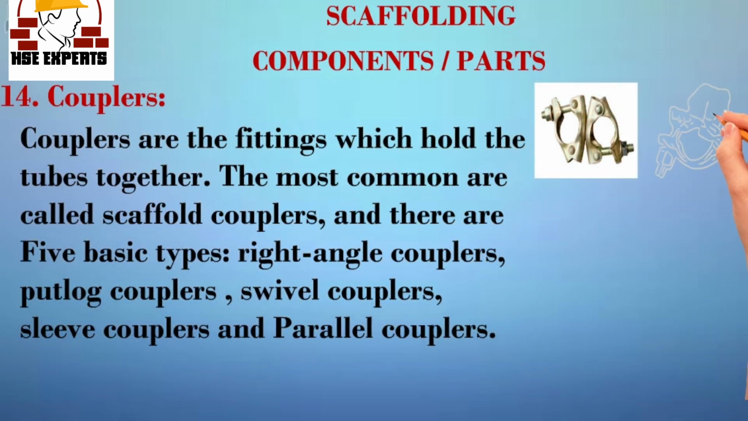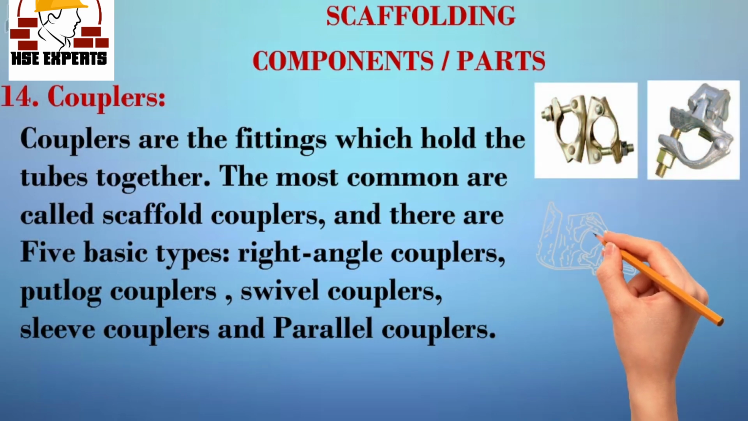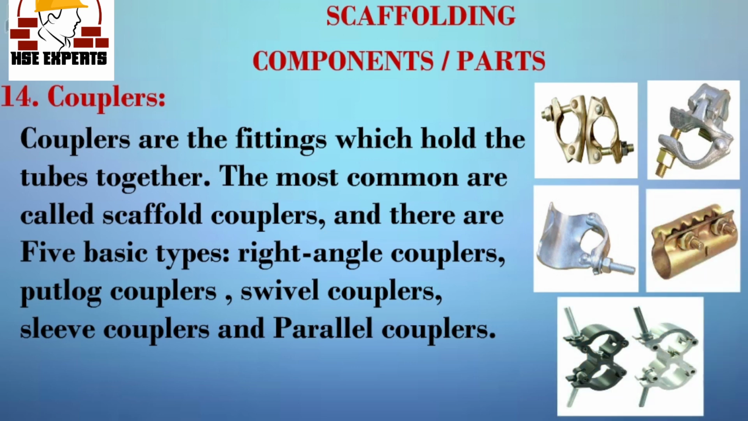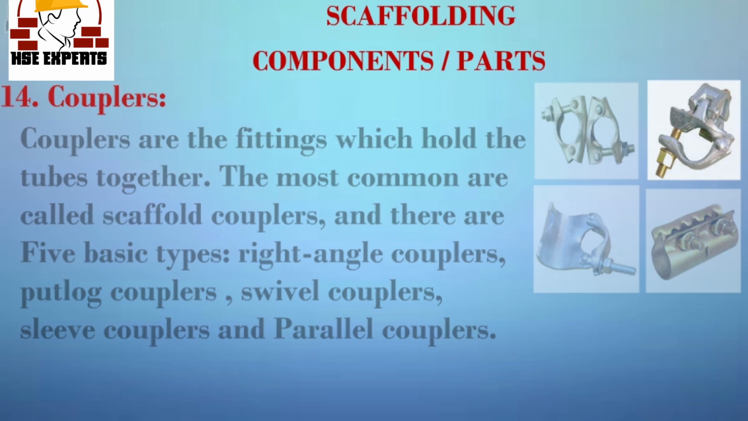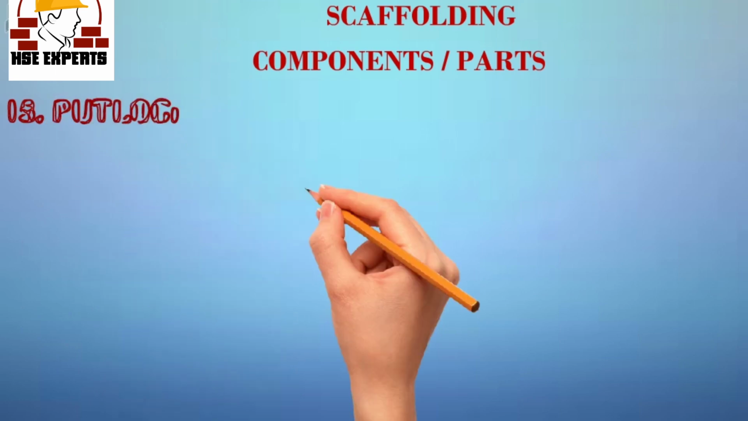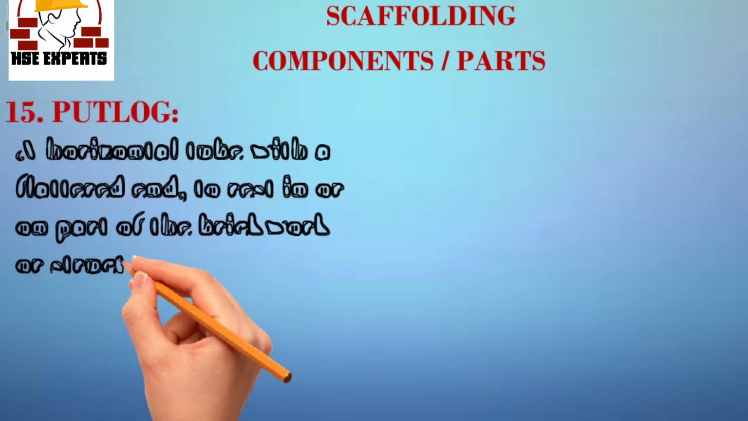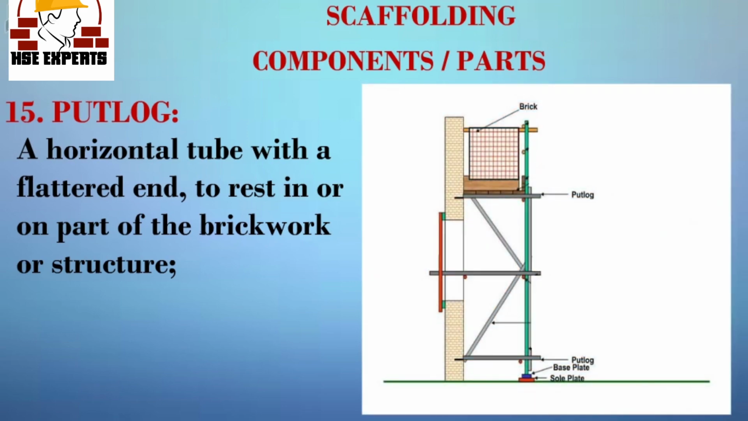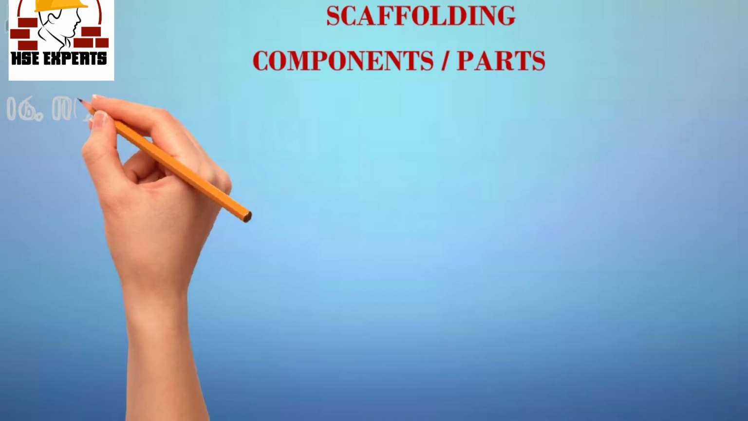The most common are called scaffold couplers, and there are 5 basic types: right angle couplers, putlog couplers, swivel couplers, sleeve couplers and parallel couplers. Putlog: a horizontal tube with a flattened end to rest on part of the brickwork or structure.